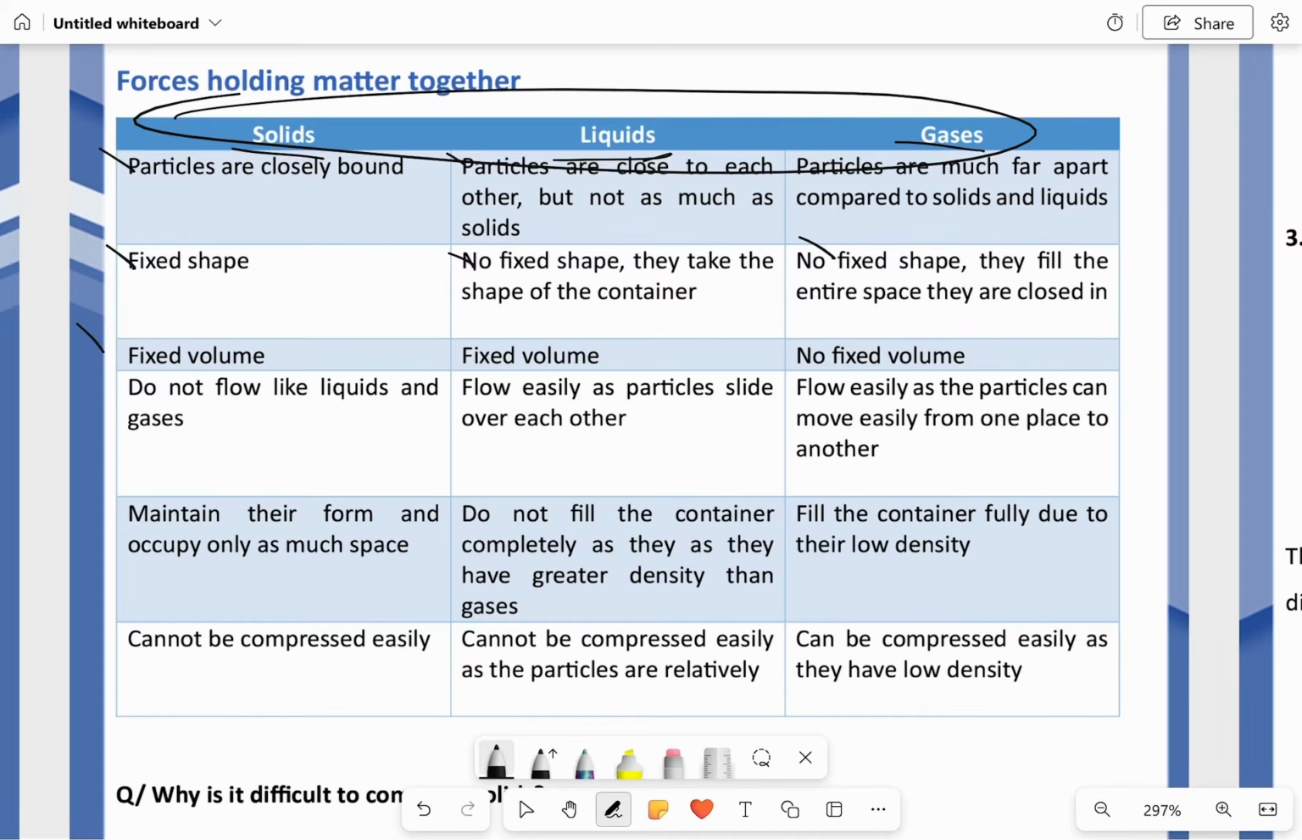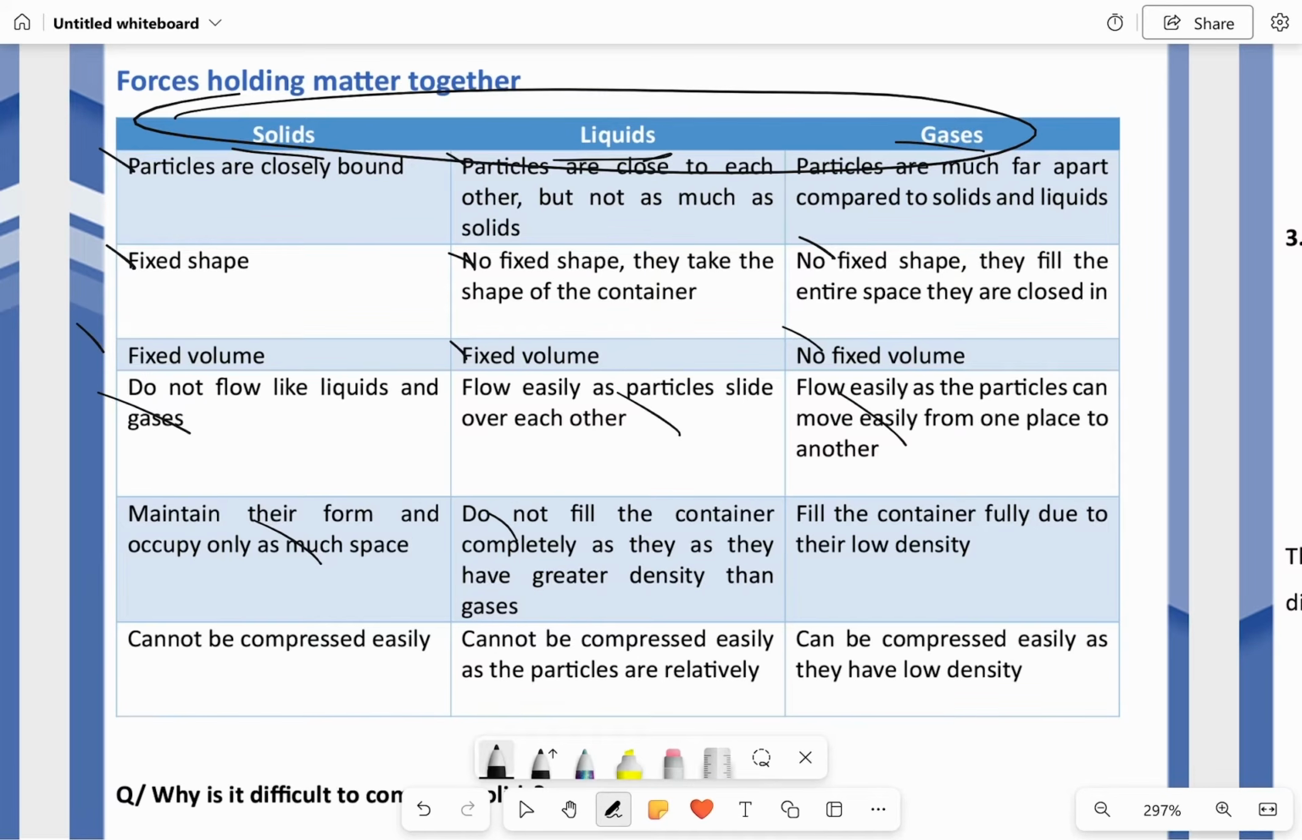Solids have fixed volume. Liquids have fixed volume. Gases don't have any fixed volume. Solids cannot flow. Liquids can, and gases can flow too. Solids maintain their form and occupy only as much space, as they have greater density than gases. Gases fill the container fully due to their low density.